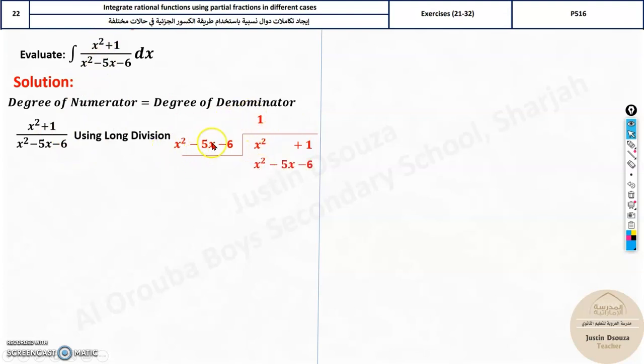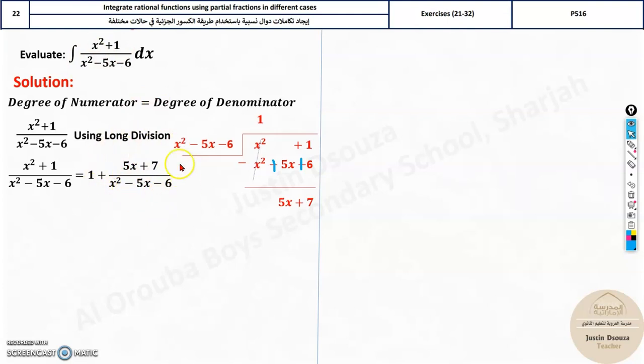What is the answer over here? 1. Okay, write it as it is. And what's going to happen? It reduces, isn't it? Because it's the same degree, right? So it'll become 1. And then multiply this as it is and solve it up. It'll be 1 plus, the sign changes over here. All the signs change. So it'll become 5x, 6 plus 1 is 7. And you can write it like this: 1 plus 5x plus 7 divided by the divisor.